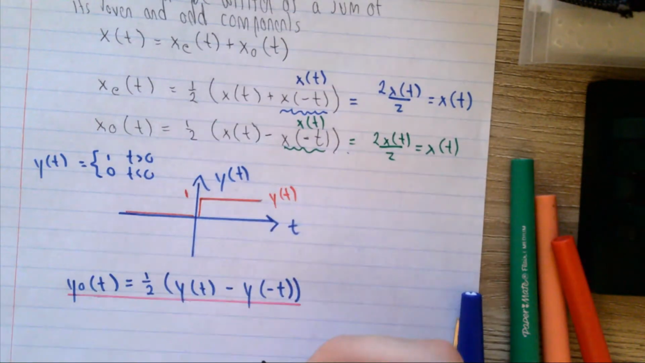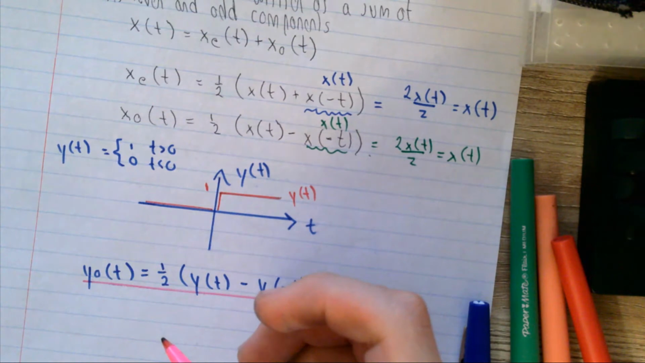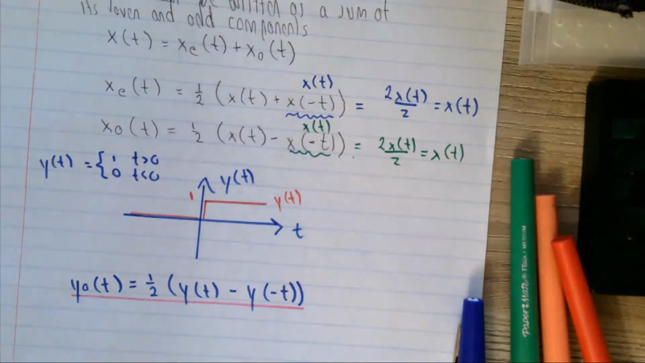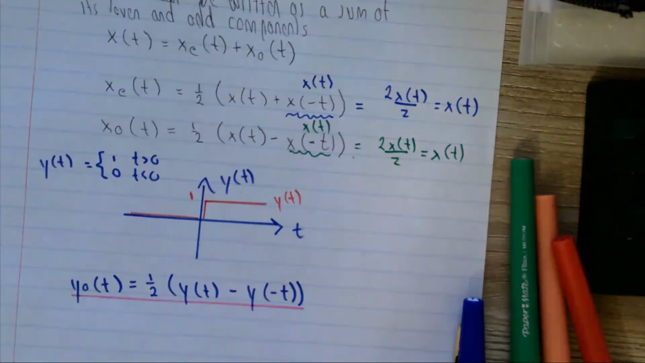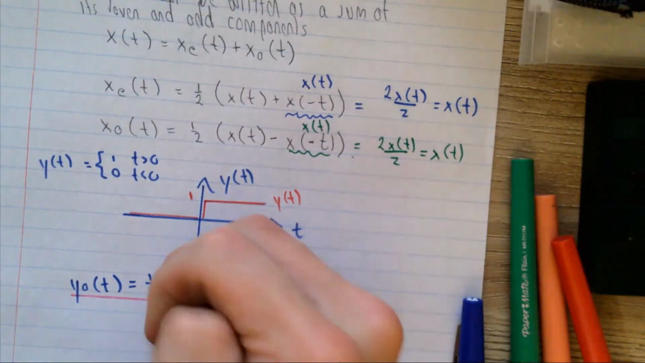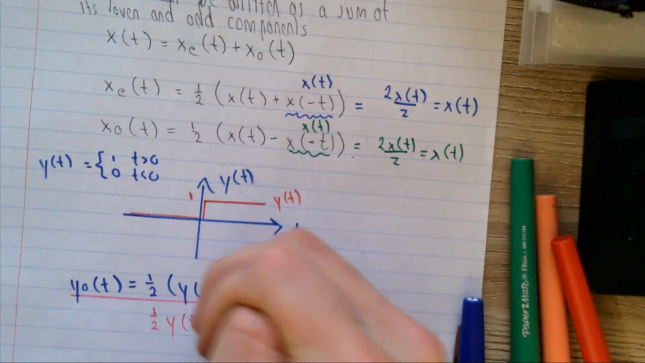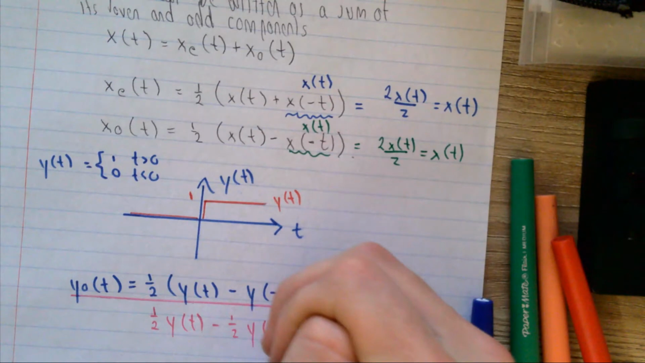And if we graph the odd signal, it's going to take on the value y of t times 1/2, and then y of negative t for the other one. So let's look at this. This would be distributed: 1/2 y(t) minus 1/2 y(negative t). And that's going to be our odd part of the signal.